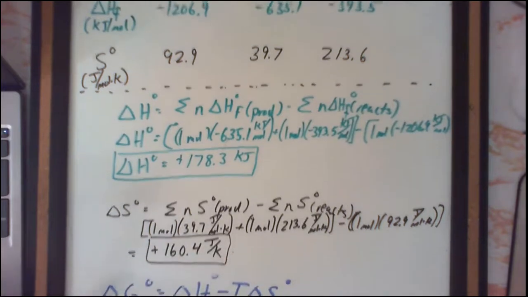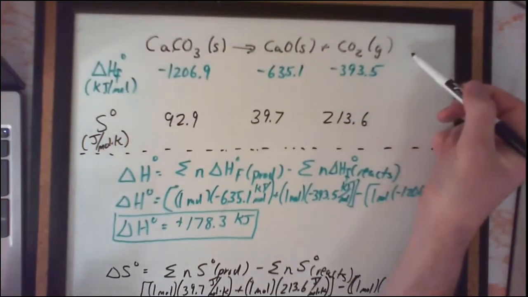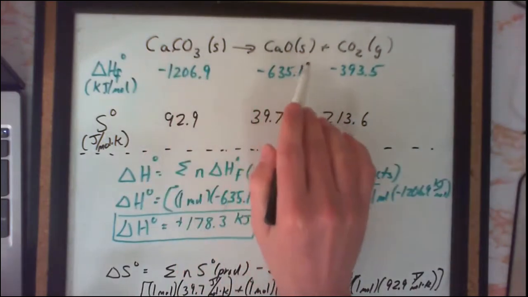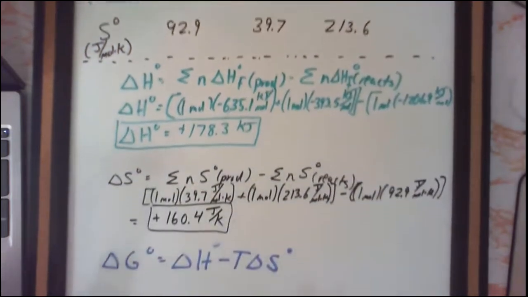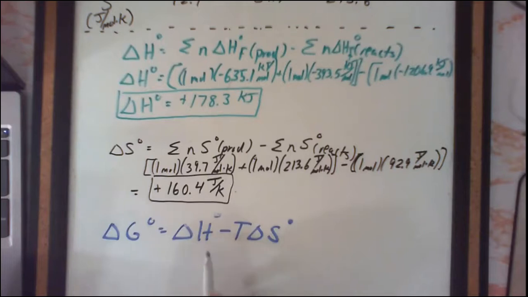So as we expect, this process does have a positive change in entropy because we're going from 1 mole of a solid to 1 mole of a solid and especially 1 mole of a gas. So now we have our two numbers. We can plug these numbers into our delta G expression.